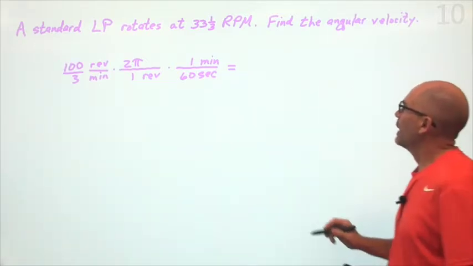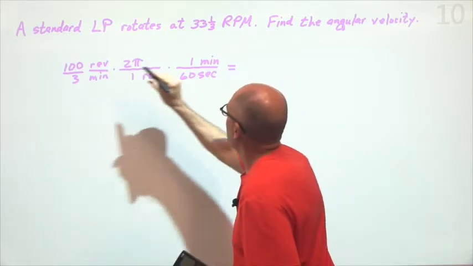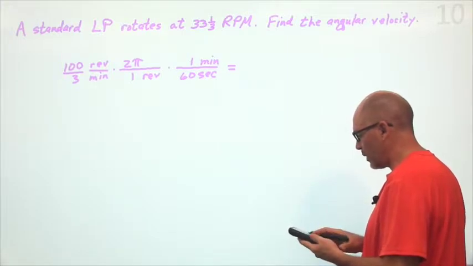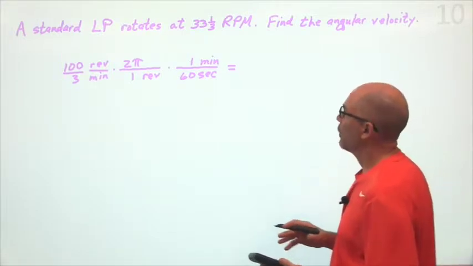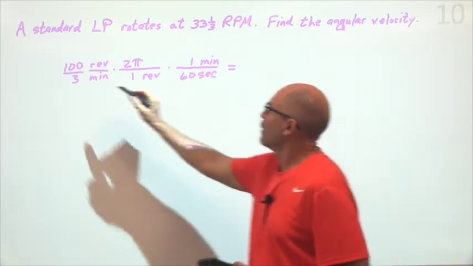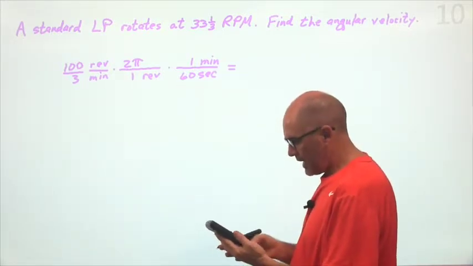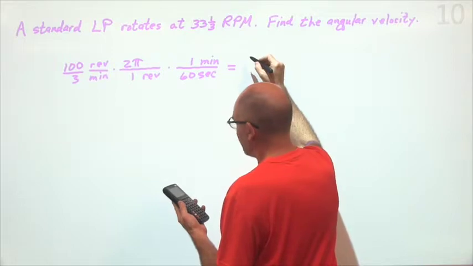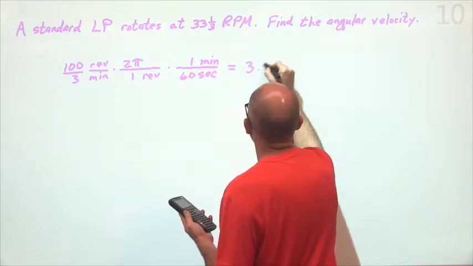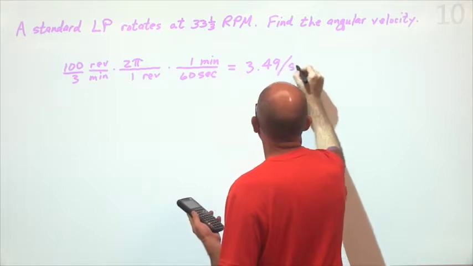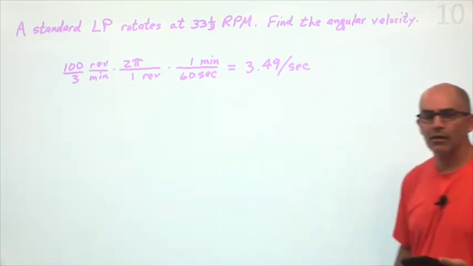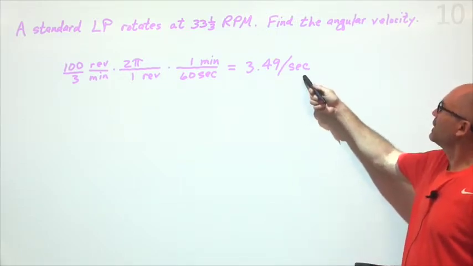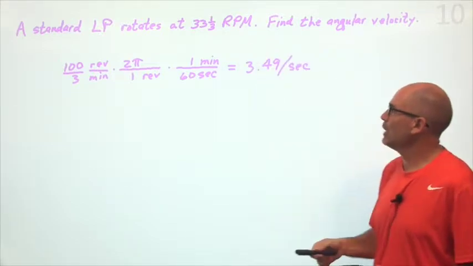All I do is multiply across the top, and I have 100 times 2 pi, that's 628.318530718. And then divide by 3 times 60, which is 180. And so I end up with 3.49065, so 3.49 radians per second. This is the angular velocity of a standard LP.